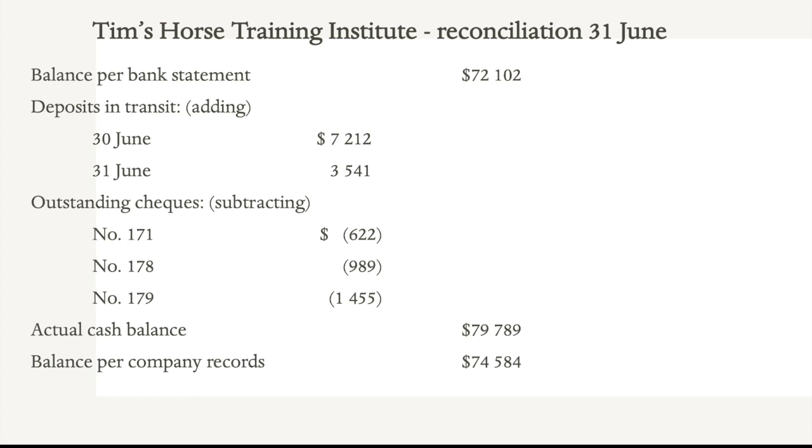To achieve our actual cash balance, a couple steps must be taken. We start by adding the deposits in transit to our balance per bank statement. That is followed by subtracting the total of all outstanding checks from the same balance. This gives the actual account balance we are looking for. Like Tim, you've probably spotted that there is a difference between the cash balance and the recorded balance of his institute.